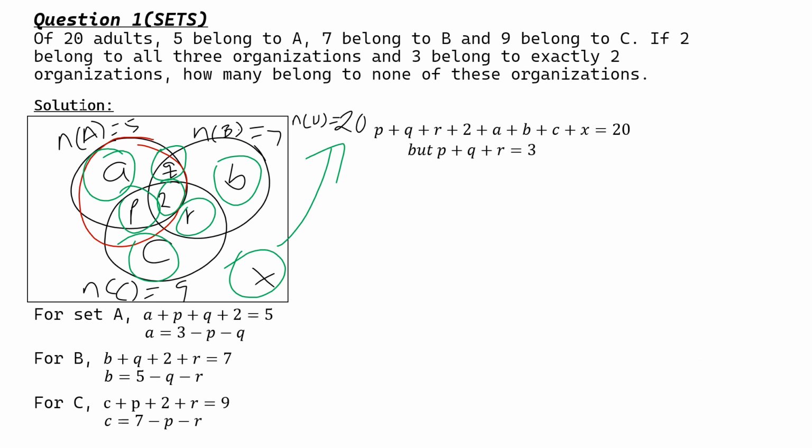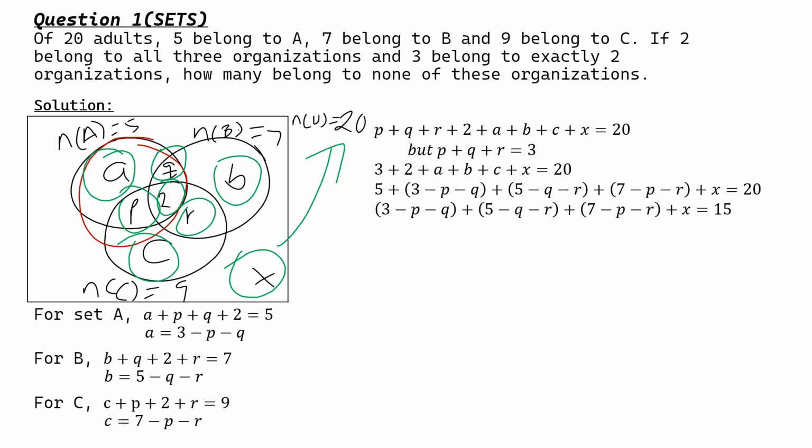But we know that P plus Q plus R equals 3. So let's substitute that value into this equation we have. So we have 3 plus 2 plus a plus b plus c plus X equals 20. And so we see a, b, and c with X. So how do you eradicate a, b, and c? All we can do is to substitute our values once again. So here we found that a equals 3 minus P minus Q, b equals this, and c equals that. We substitute the values into it. And we send the 5 to the other side. So 3 plus 2 becomes 5. And when we send it to the other side, we have 20 minus 5, giving us 15.